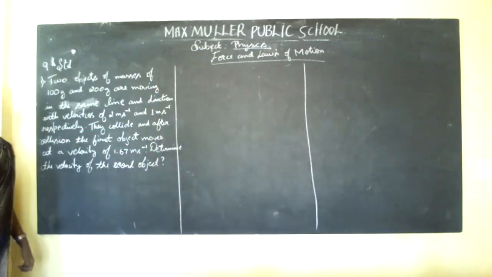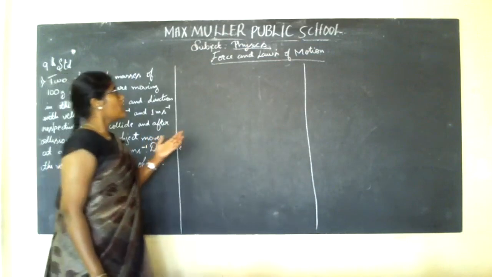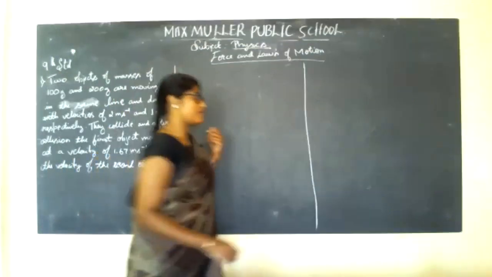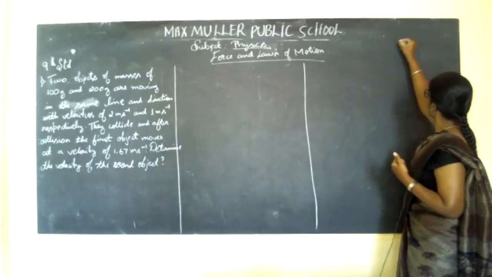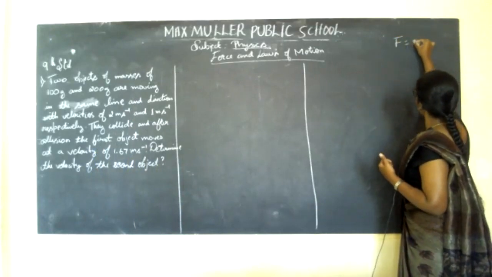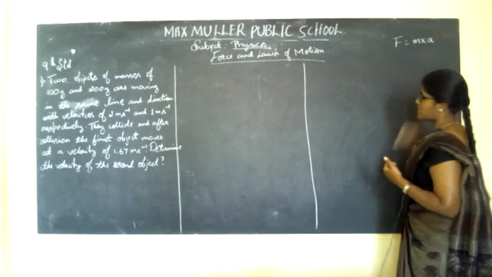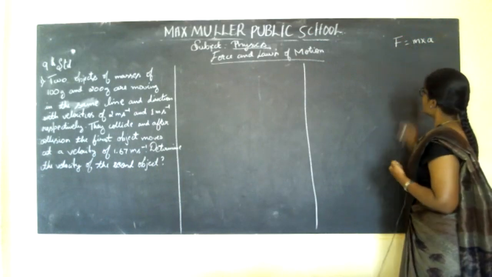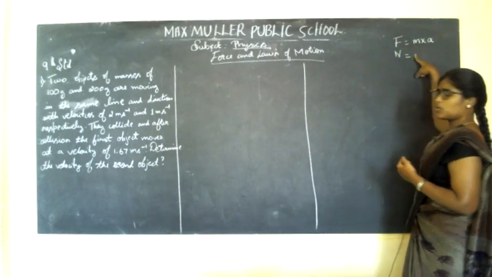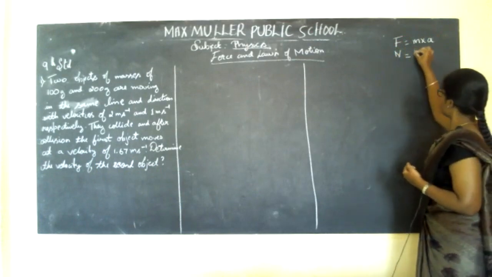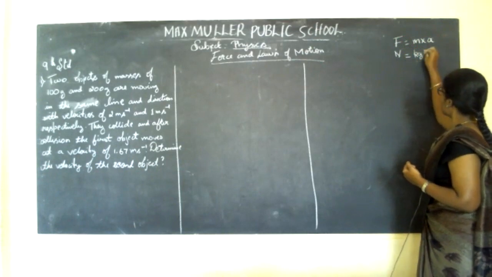What are the two formulas you are going to remember by solving force and laws of motion? The first one is according to Newton's second law. What is the formula you are going to remember? F is equal to mass into acceleration. Correct. What is the SI unit of force? The SI unit of force is Newton. What is the standard SI unit of mass? The standard SI unit will be kg.